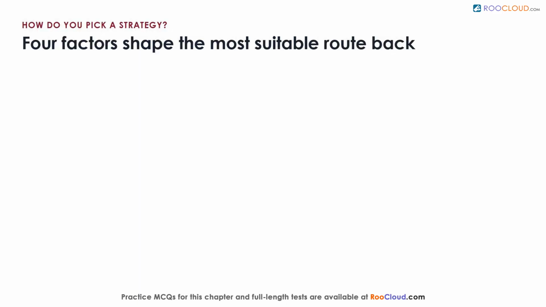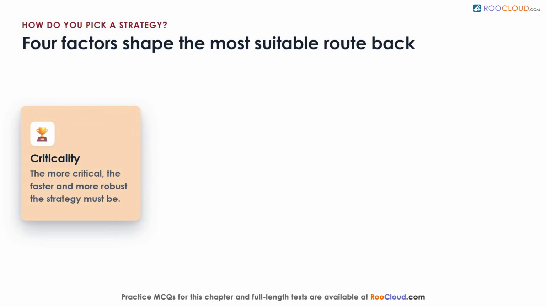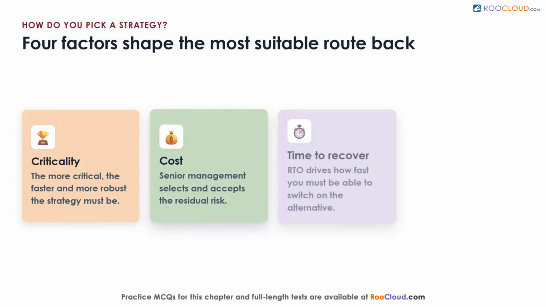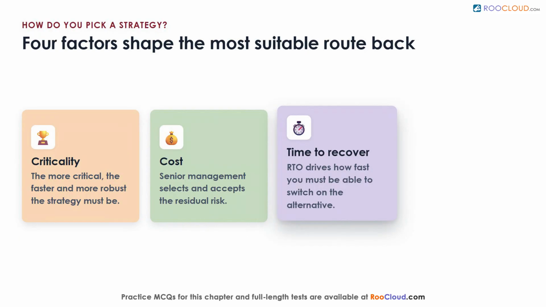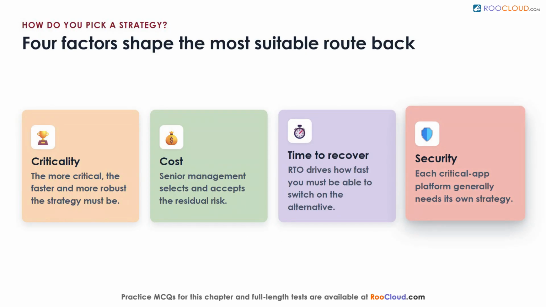How do you choose a recovery strategy? It pins down the most suitable route back for a system. It guides the detailed procedures you will later write. Your choice depends on 4 things: the criticality of the process and its applications, the cost, the time required to recover, and security. Present the alternatives to senior management. They select the strategy and accept the residual risk. The right choice balances recovery cost against the impact of an outage. And generally, every platform running a critical application needs a strategy.